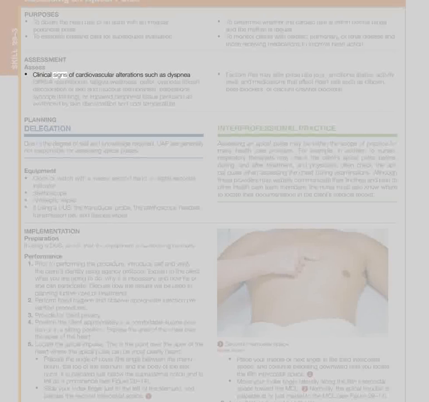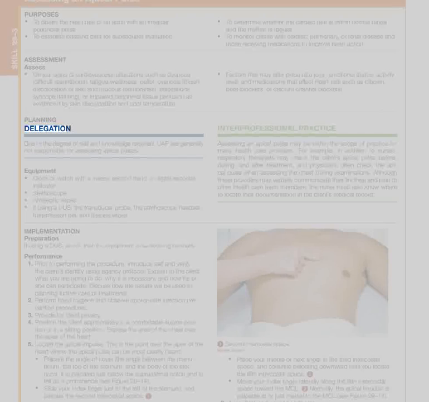Assessment. Assess clinical signs of cardiovascular alterations such as dyspnea, difficult respirations, fatigue/weakness, pallor, cyanosis, bluish discoloration of skin and mucous membranes, palpitations, syncope, fainting, or impaired peripheral tissue perfusion as evidenced by skin discoloration and cool temperature. Factors that may alter pulse rate, for example, emotional status, activity level, and medications that affect heart rate such as digoxin, beta blockers, or calcium channel blockers.